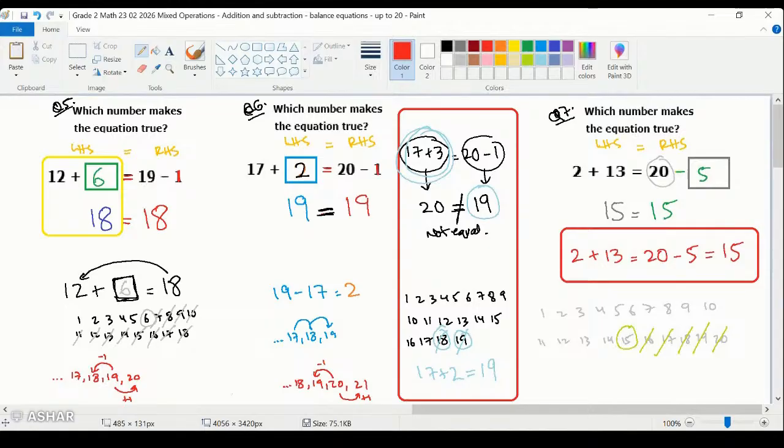Perfect. Thank you, Alicia. Okay? Let's have a look at one more example. So the next question says, which number makes the equation true? Just a moment, please. Let me copy because otherwise I'll have to write it down.